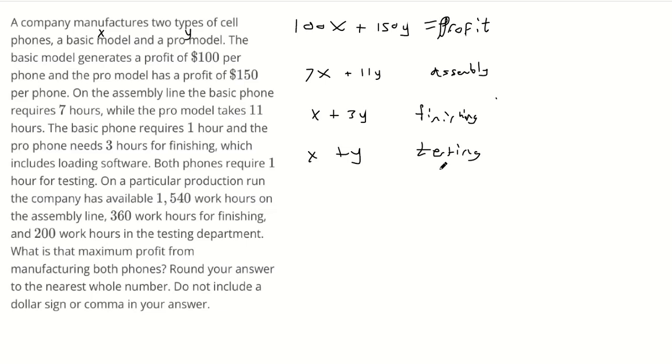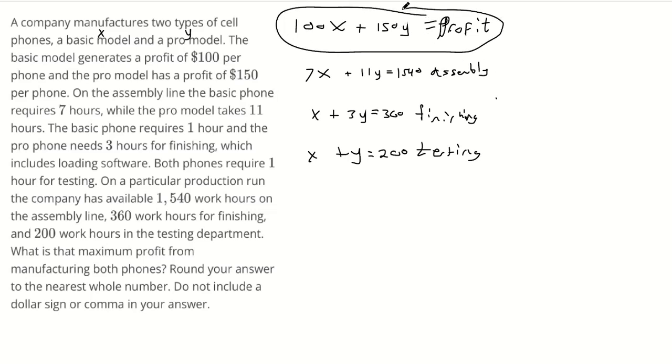On a particular production run, the company has available 1,540 work hours on the assembly line. Okay, so they're telling us what this equals. So the total amount of hours we can do for assembling is 1,540. Total for finishing is 360, and total for work hours, which is 200. So we want to maximize this function. What we need to do is graph all three of these constraints, and then we'll find the maximum value by considering the extreme values on those constraints. So you'll see what I mean in just a second.